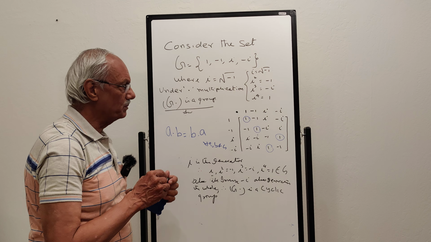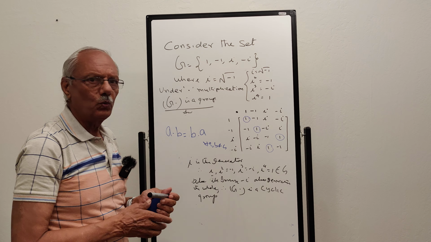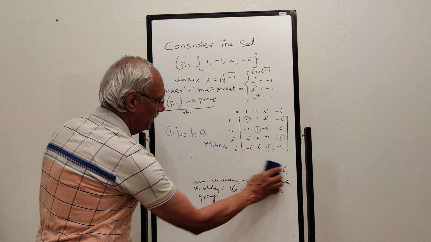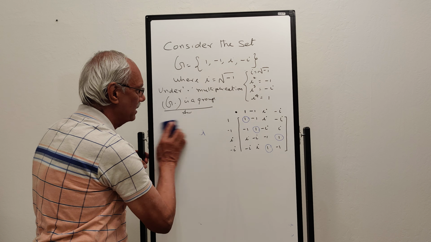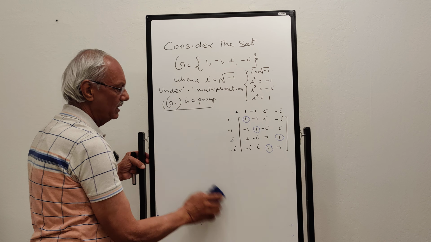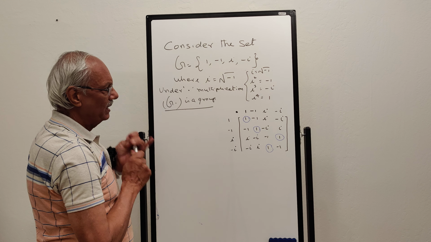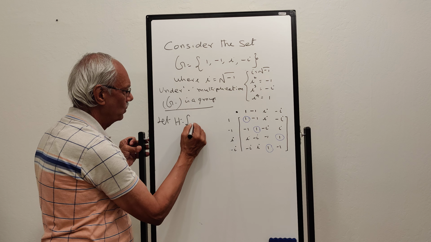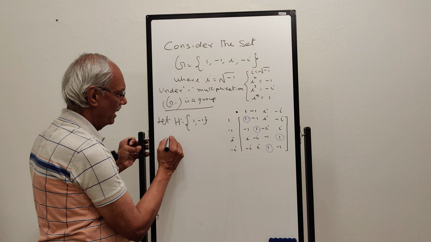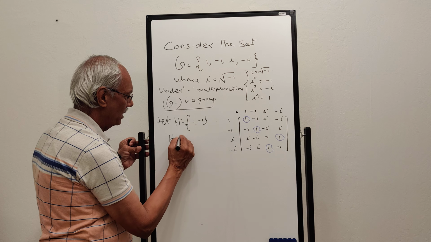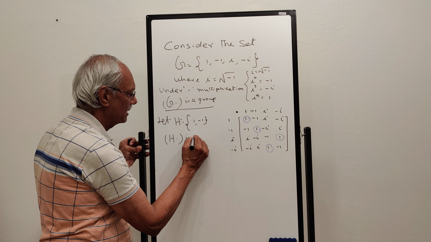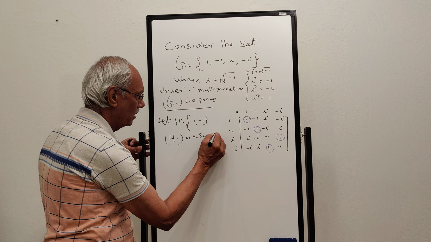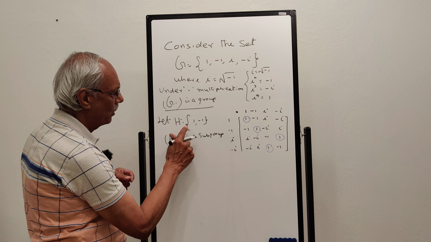So this is all about this particular problem. I will give you one more idea on this. With this I will stop this class. Here it is obvious that, let H be equal to {1, minus 1}, and (H, ·) is a subgroup. Why is it a subgroup?